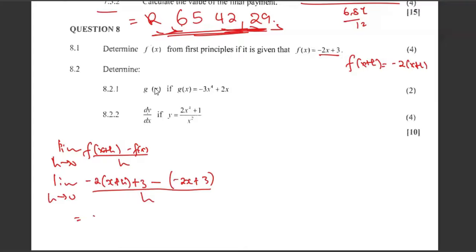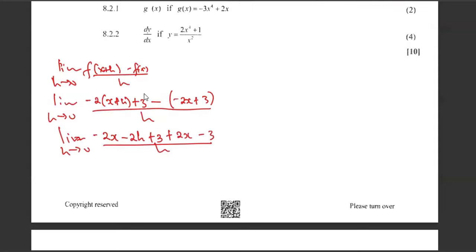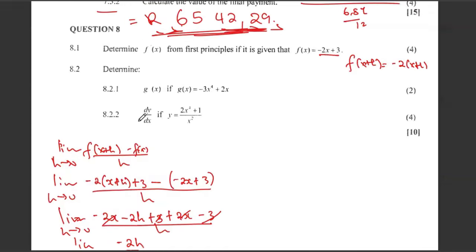Opening up that, we have negative 2x minus 2h plus 3. Negative is a plus 2x minus 3, over h. So the limit as h tends to 0. Cancel out what needs to be cancelled. So this cancels that. The 3 cancels the 3. And then we are just left with the limit as h tends to 0 of negative 2h over h. Cancel the h. And then the final answer is just negative 2.